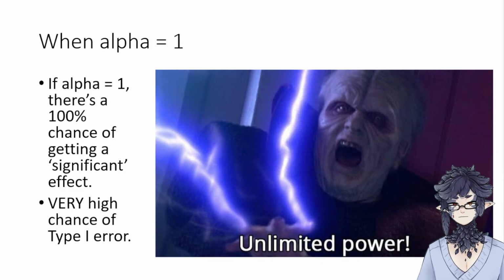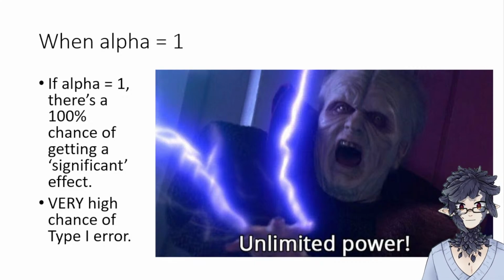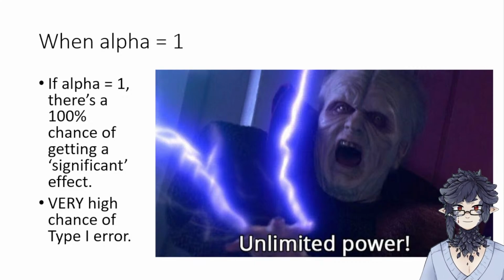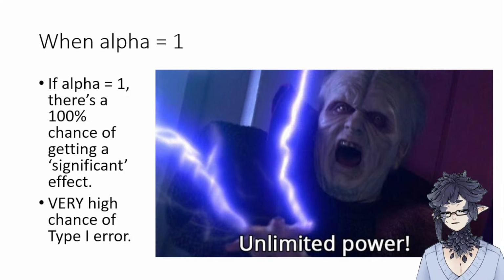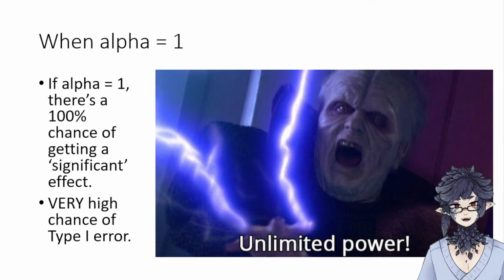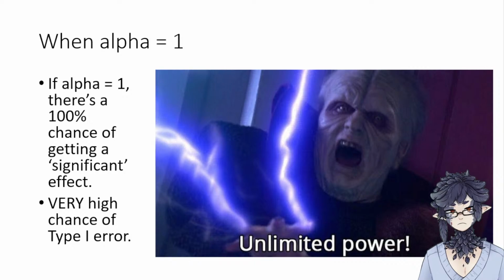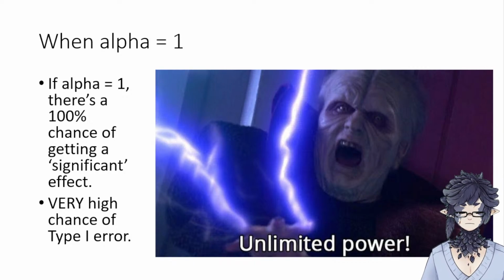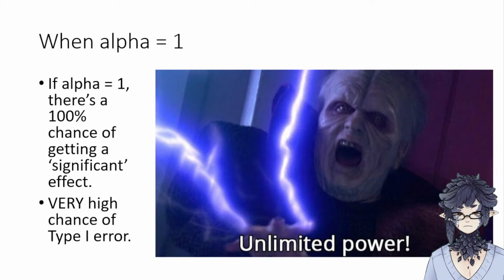Anyway, if your alpha level's 1, there's a 100% chance you're rejecting the null. Of course that means there's an incredibly high chance you're making a type 1 error, but if your alpha level's 1, you're rejecting the null no matter what. It doesn't matter whether you're wrong or right.